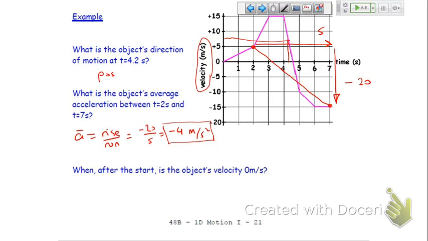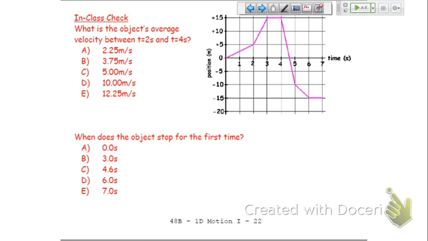When after the start is the object's velocity 0? There. Yeah. So not 4, not 4.5, 4.6 seconds. T equals 4.6 seconds. And as I say, in my test these days, I'd say exactly when, just so there's no misunderstanding on this thing. It's not that all of the times you can approximate, it's just that I want you to be really careful about that.